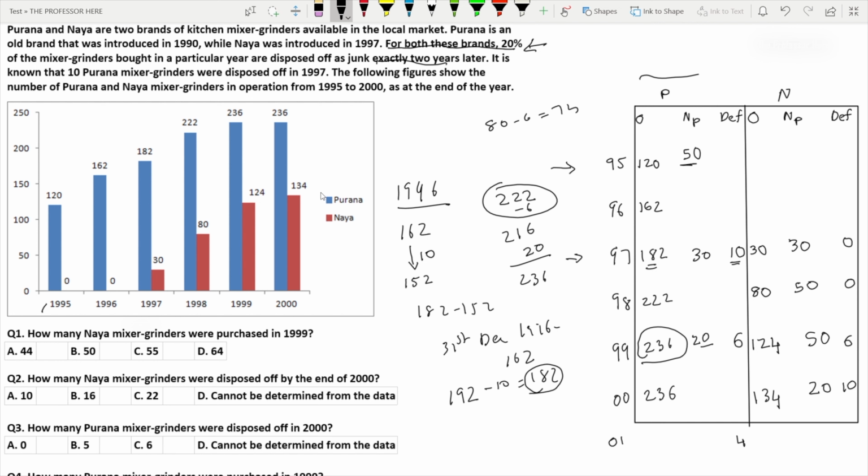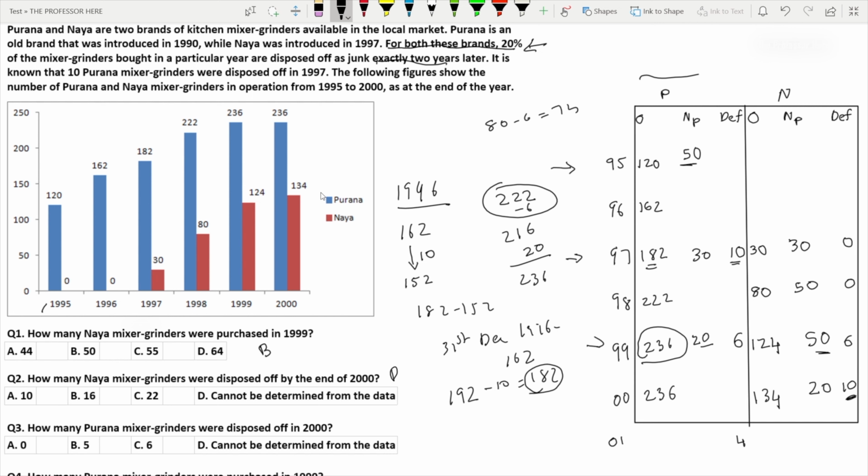Question number 1, how many Naya mixer grinders were purchased in 1999? So in 1999, number of Naya mixer grinders will be 50. So option B is the answer. Question number 2, how many Naya mixer grinders were disposed of by the end of 2000? You have to be careful here. They are not asking for the number in 2000, but they are asking for the total number by the end of 2000. So you have to count 10 plus 6. So 16 is the answer.